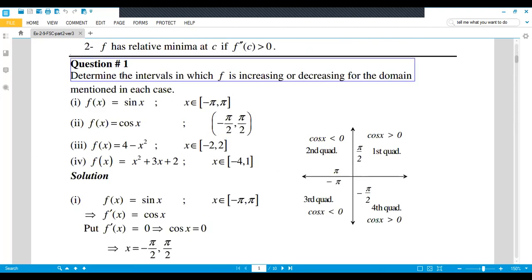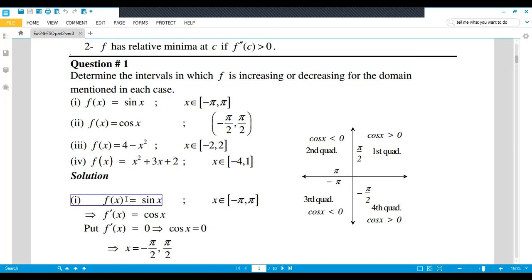Look at the question. Determine the interval in which f is increasing or decreasing for the domain. Here it is not given whether the function is increasing or decreasing. Just the interval is given, and in the given interval you check whether the function is increasing or decreasing. The function is f of x equal to sine x, and the interval is minus pi to plus pi, meaning minus 180 degrees to plus 180 degrees. On this interval you have to check whether the function is increasing or decreasing.